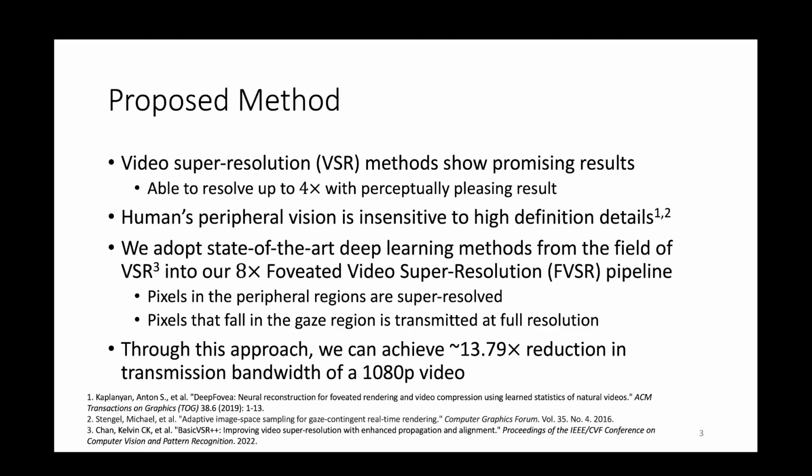We push it to perform 8 times VSR as our objective to super resolve pixels that are in the peripheral regions. Since the human eyes are unable to resolve the extra resolution in the peripheral region, or what we call the peripheral vision, we can exploit this property in the design of our FVSR pipeline. Through our approach, we can save up to 13.7 times of the original transmission bandwidth of the 1080p video without compromising its original visual quality.